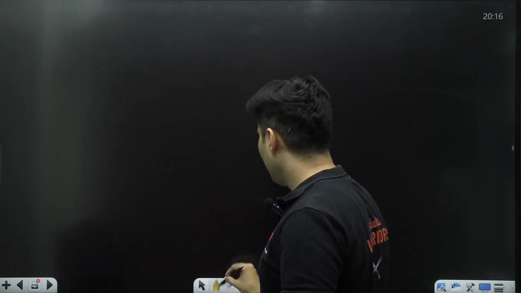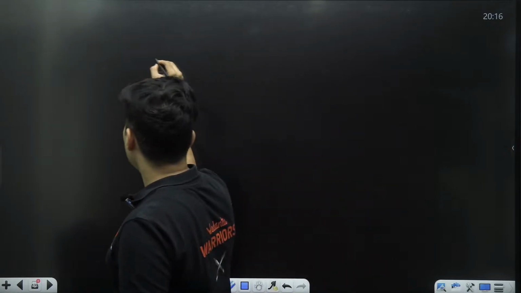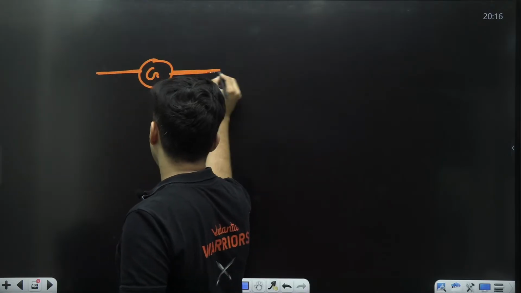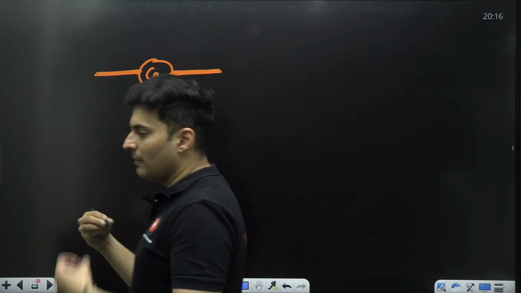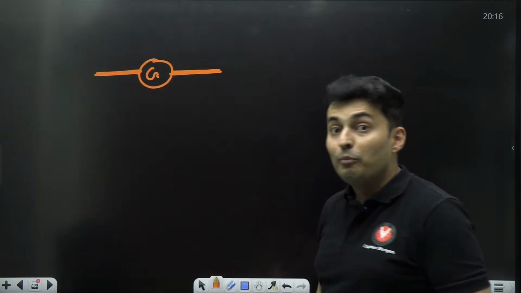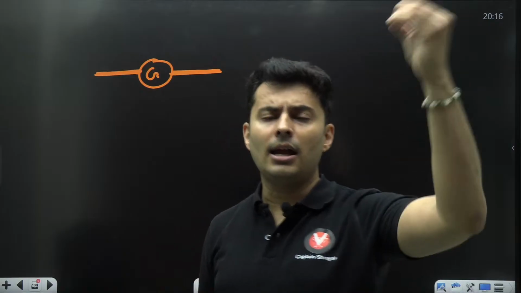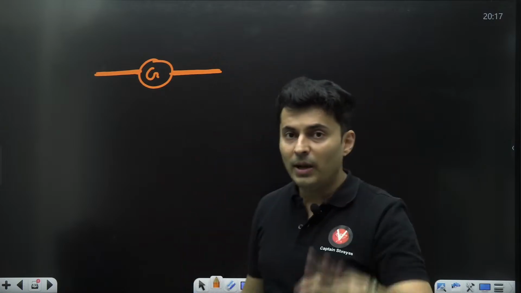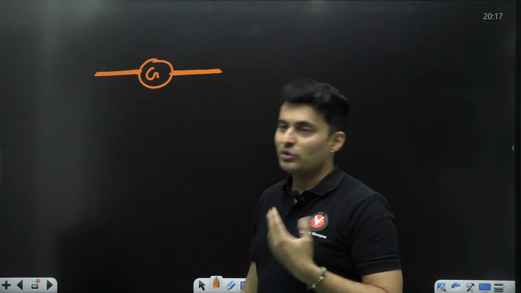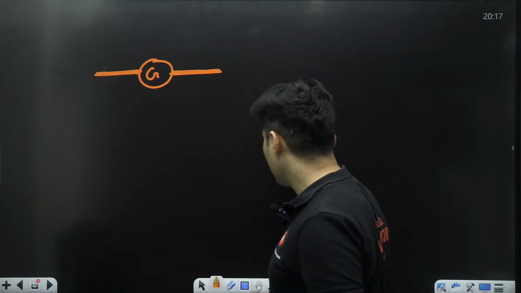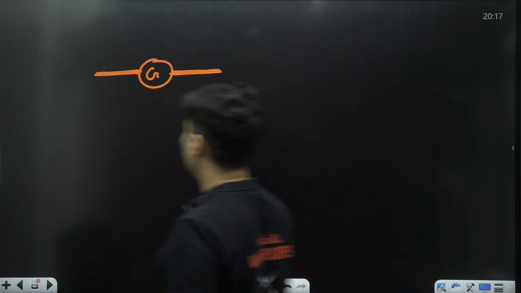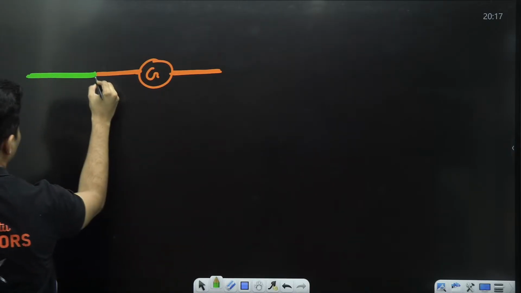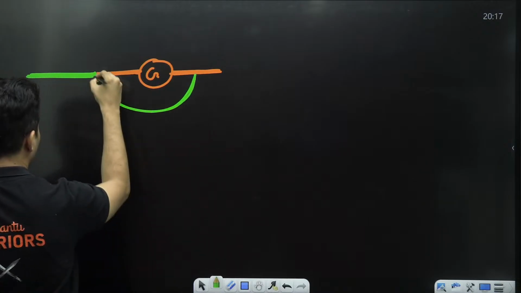So same way, just imagine if my galvanometer can't handle anything more than some few milliamperes, but I want to measure 7-8 amperes of current or 50 amperes of current, then I can't pass such heavy current through the galvanometer. So I'll be like, okay, galvanometer, no issues. I will do one thing. Whatever current was coming from here, I will bypass most of the current.